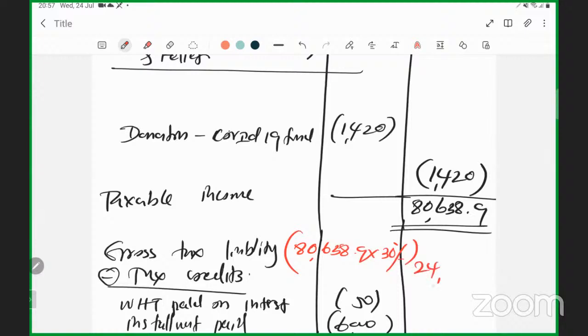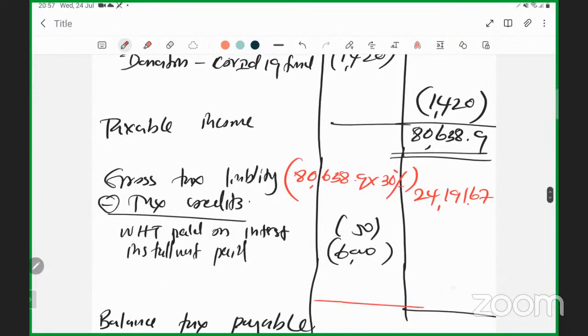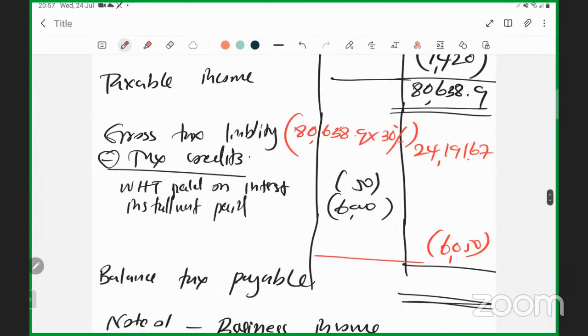So here 24,191.67. So here 6,050. That's a total tax credit. So you know that 18,141.67 is the balance tax paid.